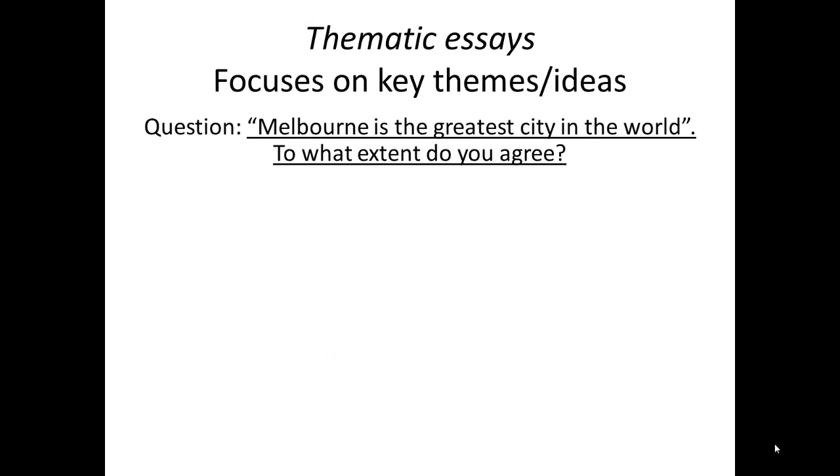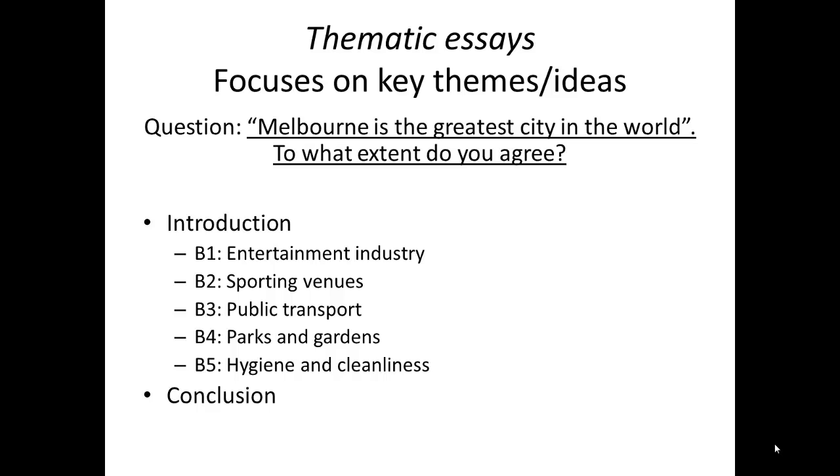The next essay structure is probably the most commonly used essay structure amongst high school kids, and that's a thematic essay. So it's thematic because it uses the word theme, and this focuses on key themes or key ideas. So each idea that you have has its own body paragraph. And so we have an essay structure that looks like this.